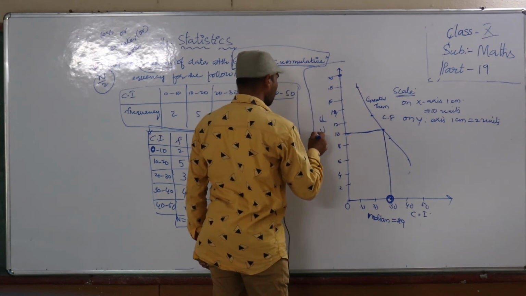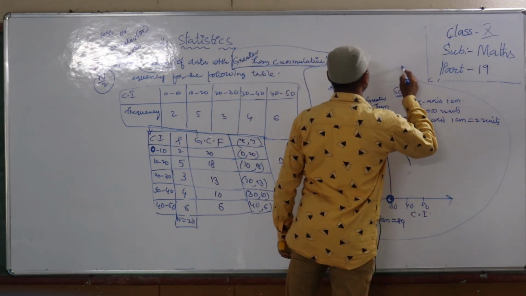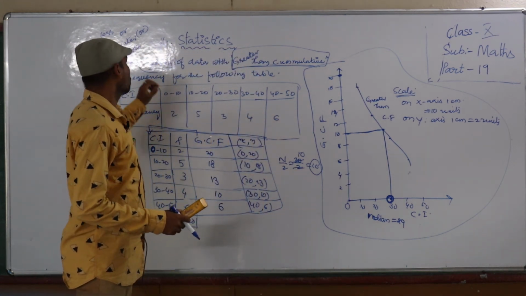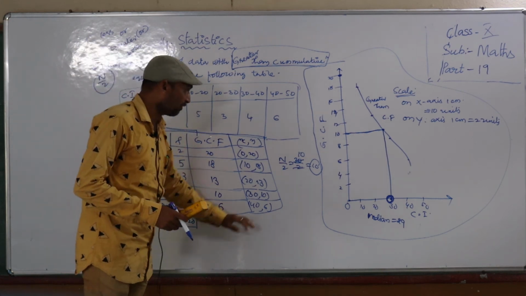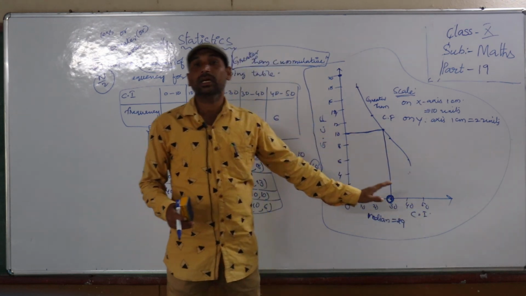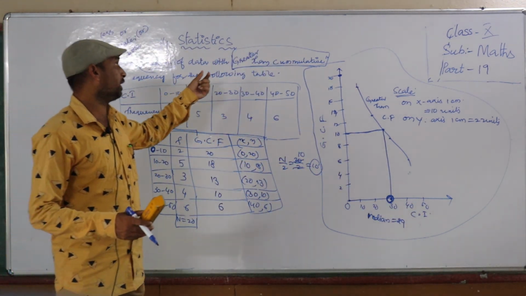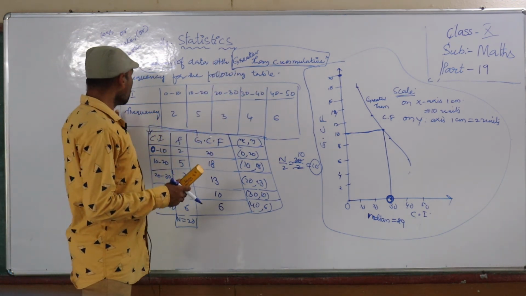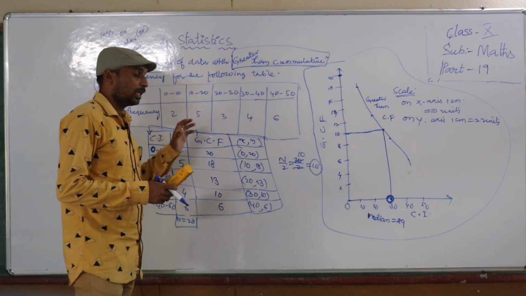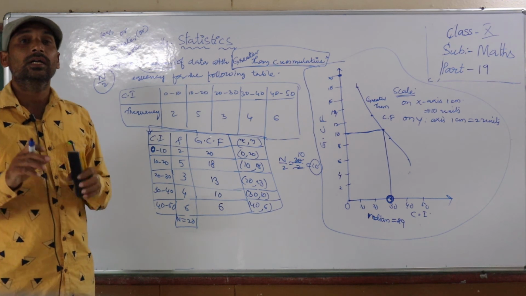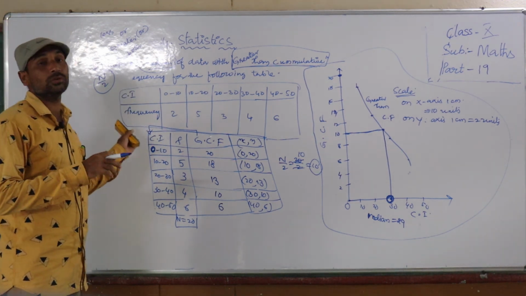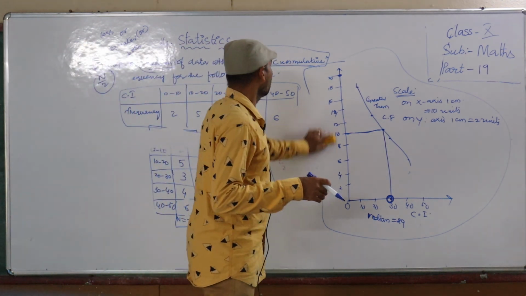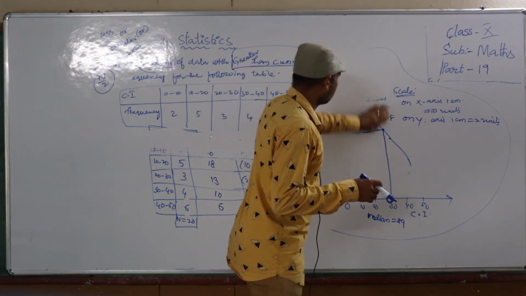So children, this is how to find the median using the graph. To find the median by graphical representation, this is the second topic, when they ask for the greater than cumulative frequency. See children, very carefully, the same problem now we will discuss using both the less than cumulative frequency and the greater than cumulative frequency. See children, this is very important.